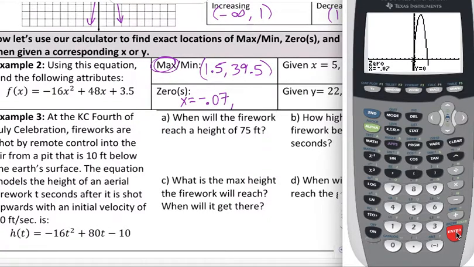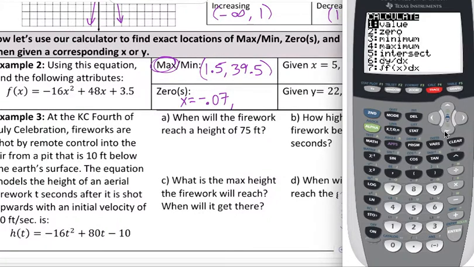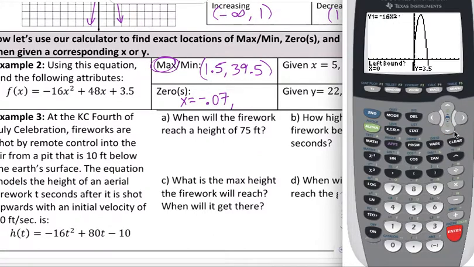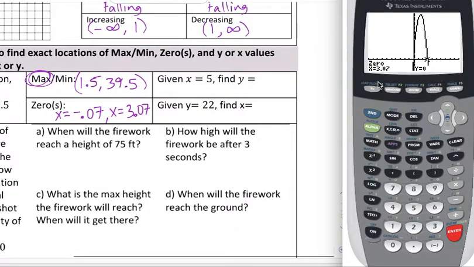And then I have another one, so I get to do that process again. Second trace, down to zero, and I need my left bound, right bound, so I'm just going to get a little closer here. This is on the left of that zero, enter, and I'm going to go pass it on the right, enter, and guess. So my next zero is at 3.07. Again, you can absolutely use that Calculate 84 app. In my opinion, it is a little easier.